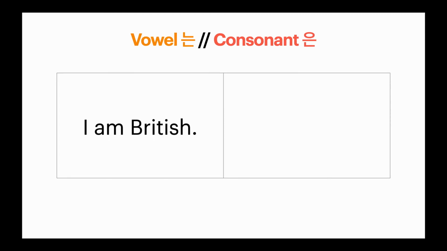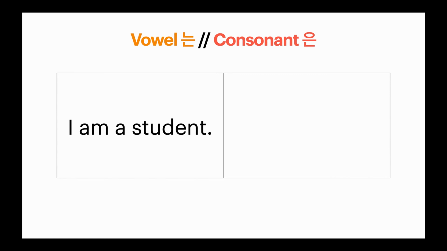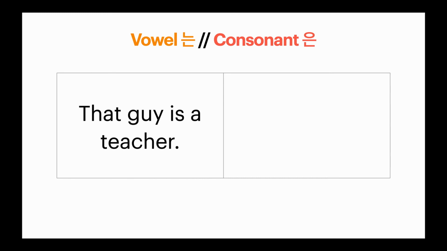I am British. 저는 영국 사람이에요. I am a student. 저는 학생이에요. That guy is a teacher. 그 남자는 선생님이에요.